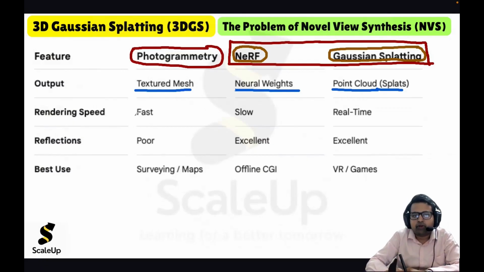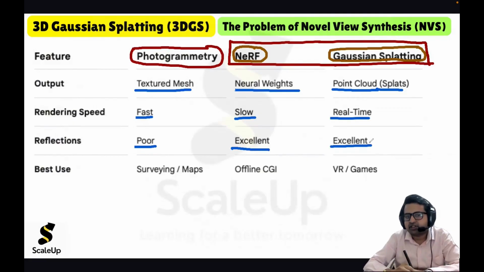Rendering speed for classical is fast, for neural radiance fields it is slow. We know why it's slow. And Gaussian splatting is real time, extremely fast. We can do real time rendering, and that is very interesting. The classical approach is poor in handling reflections. Neural radiance fields are excellent in handling reflection, and Gaussian splatting is excellent in handling reflection.